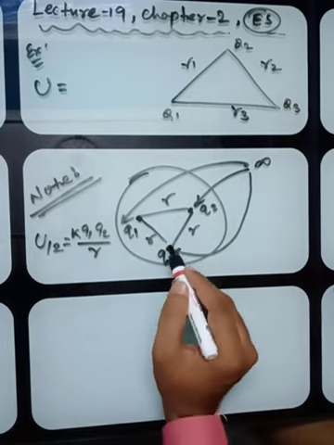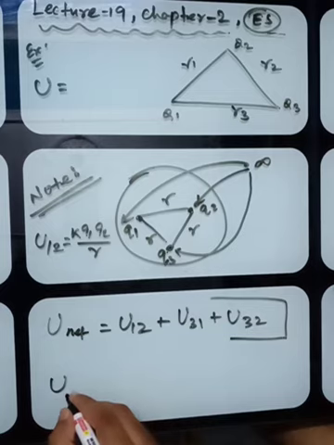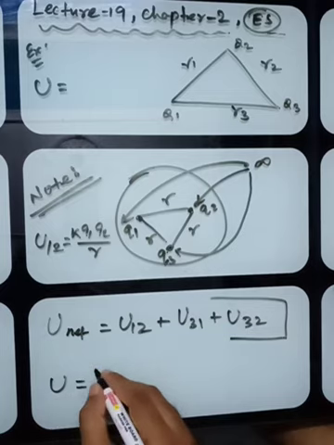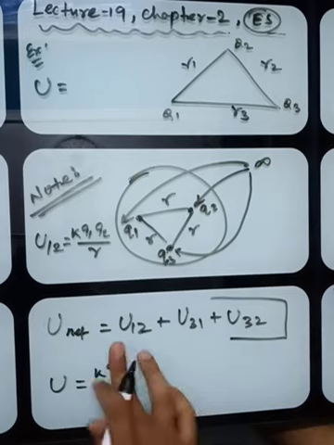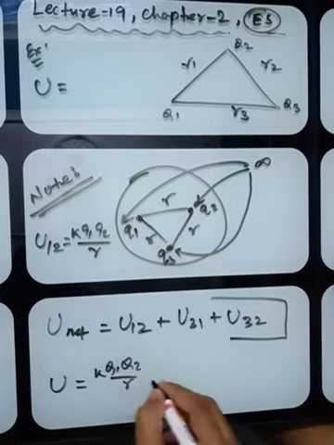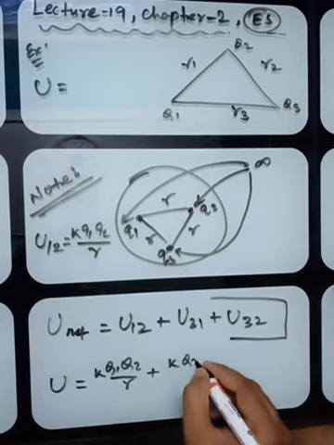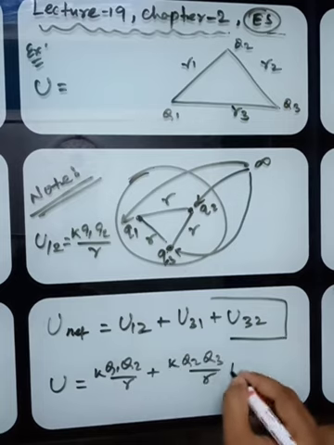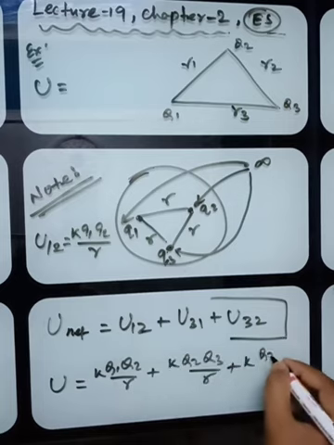In the same way, you have to solve such types of questions. For example, if you solve this question, what will the total be? Directly I'm writing for you, my dear student, U total will be K Q1 Q2 by R plus K Q2 Q3 by R plus K Q3 Q1 by R. Okay, and this will be the total energy.